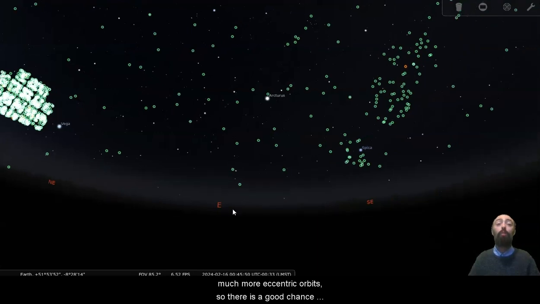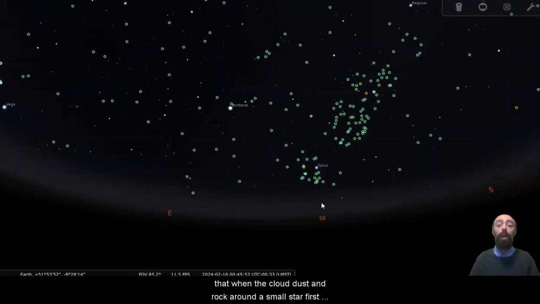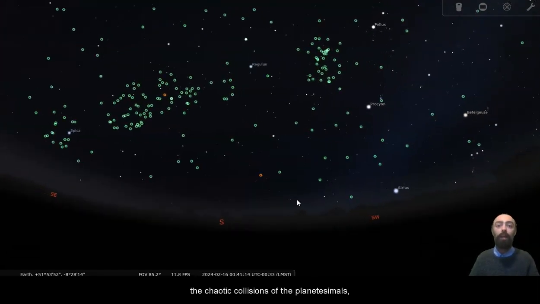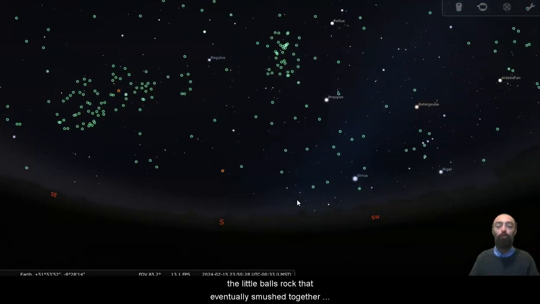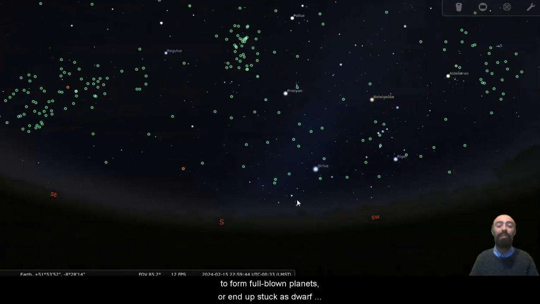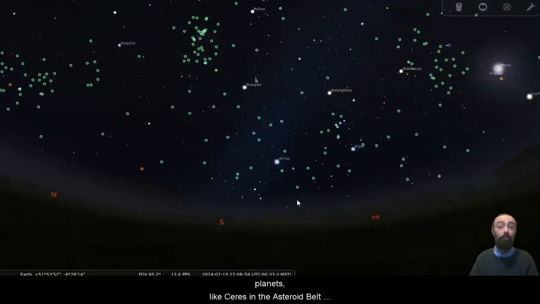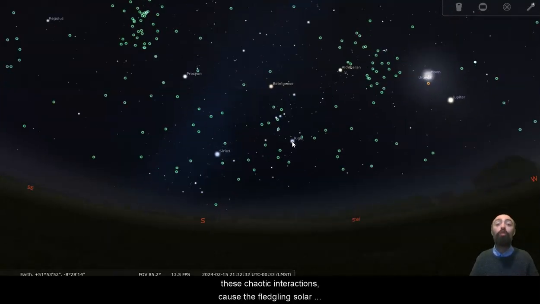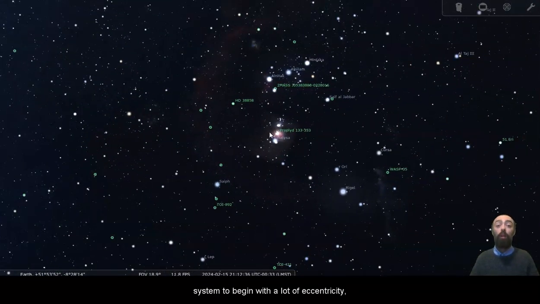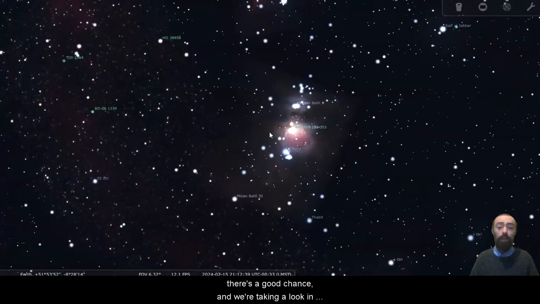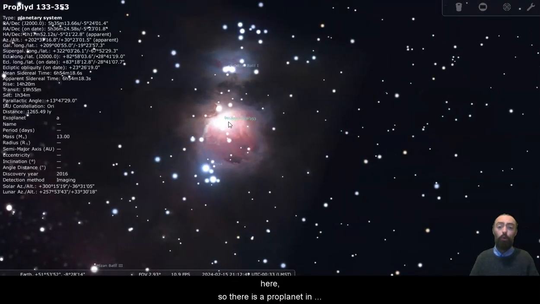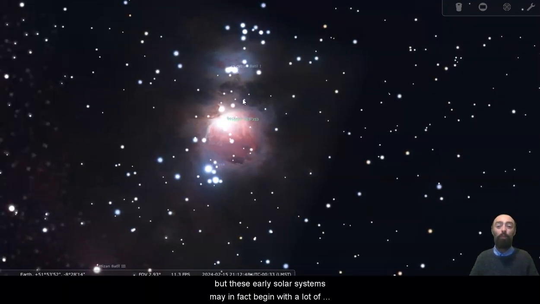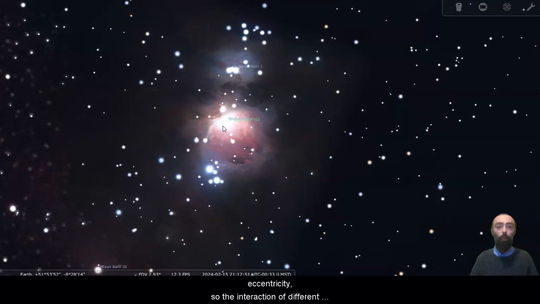So there is a good chance that when the cloud of dust and rock around a small star first starts coalescing together to form planets, the chaotic collisions of the planetesimals, the little balls of rock that eventually smush together to form full-blown planets, or end up stuck as dwarf planets, like Ceres in the asteroid belt potentially, cause the fledgling solar system to begin with a lot of eccentricity. We're taking a look in here. There is a protoplanetary system, or a protoplanetary disk, a proplyd. But these early solar systems may in fact begin with a lot of eccentricity.